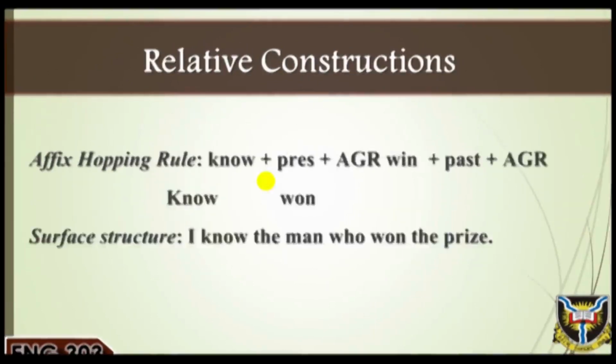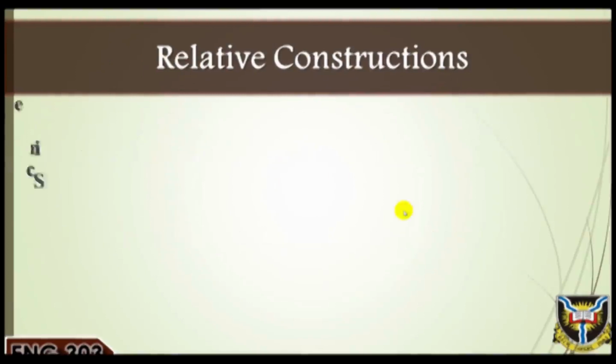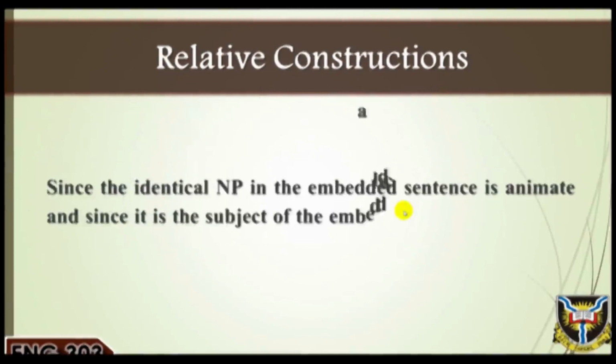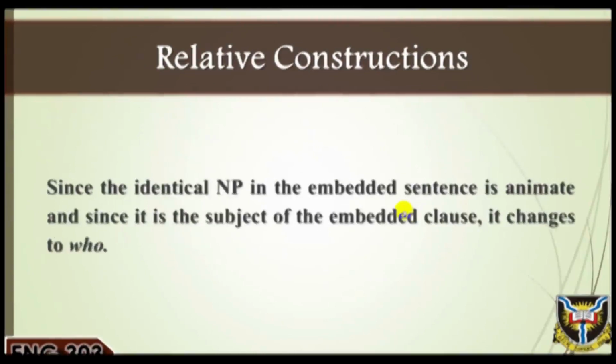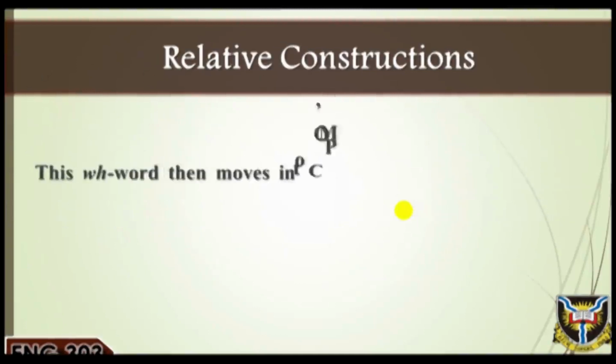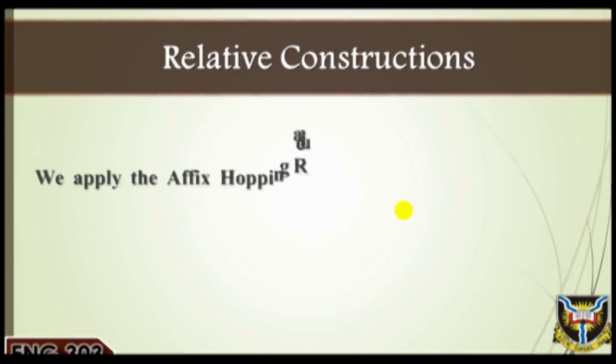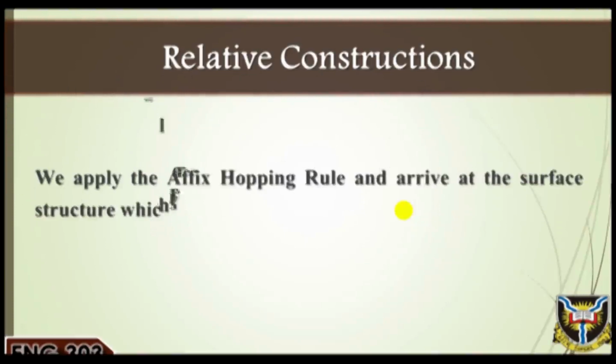Since the identical NP in the embedded sentence is animate, and since it is the subject of the embedded clause, it changes to who. This WH word then moves into comp, leaves a trace at the extraction site, and is co-indexed with the trace. We apply the affix hopping rule and arrive at the surface structure, which is a relative construction.